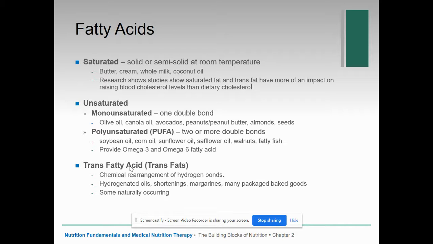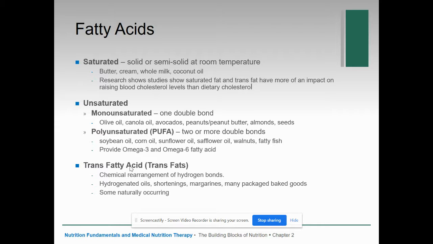Research shows that saturated fat and trans fat have much more of an impact on your blood cholesterol levels than the amount of dietary cholesterol you eat. So this is where that age-old question of, should I eat eggs? Are eggs healthy for me? Eggs are very healthy for us. They are high in cholesterol, but like we just said and you just read on the slide, the saturated fat and the trans fat that you consume have a greater impact on raising your blood cholesterol than consuming dietary cholesterol. Okay? Does that mean that you should eat a dozen eggs a day? No, but certainly moderate consumption of eggs is fine.